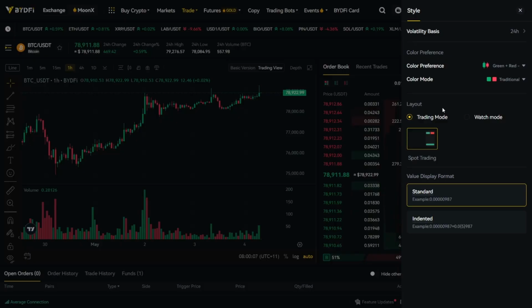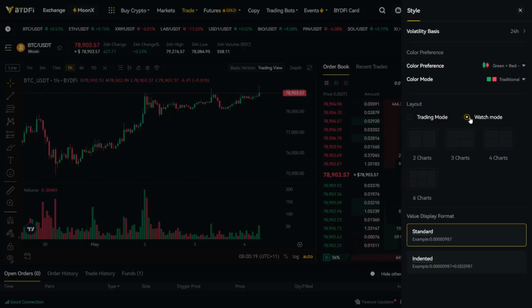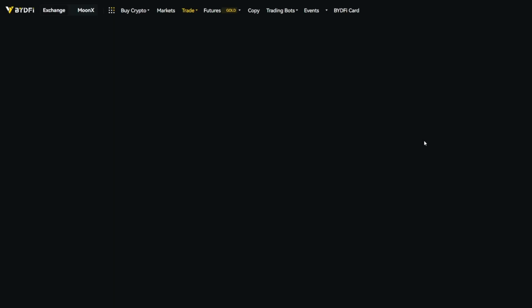Under layout, we have trading mode, and we only have one layout option. We also have watch mode. Watch mode is a useful tool because it lets traders monitor multiple charts side by side. Instead of switching between different tabs or trading pairs, you can compare price movement in real time. So we have an option between 2 to 6 charts. We're just going to click 2 charts.